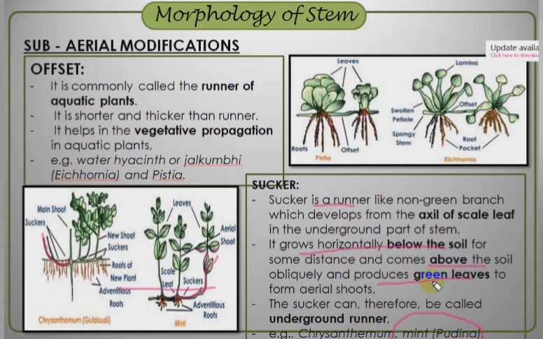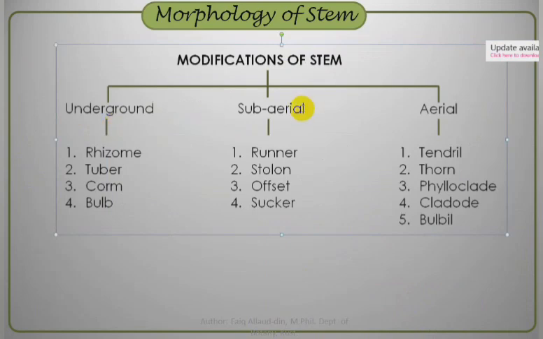So students, that was all for today. The topic was the modification of the stem. We have properly discussed three types of forms of the stem: underground, subaerial and aerial. In underground, we have seen what a rhizome looks like and what a tuber looks like. In subaerial, we have seen a runner, that is grass, stolon, that is jasmine, offset and sucker. In aerial, we have seen a tendril modified for the function of climbing, thorn modified for the function of protection, phylloclade, cladode and others.